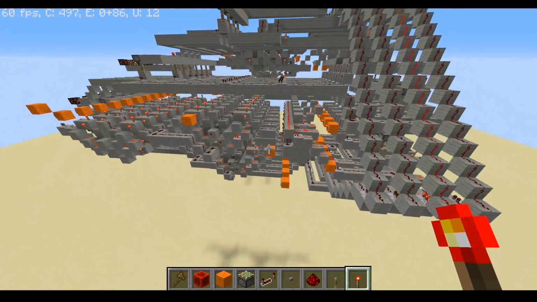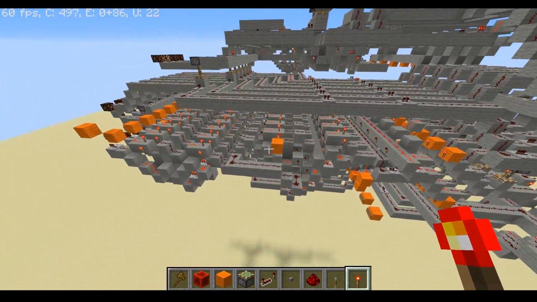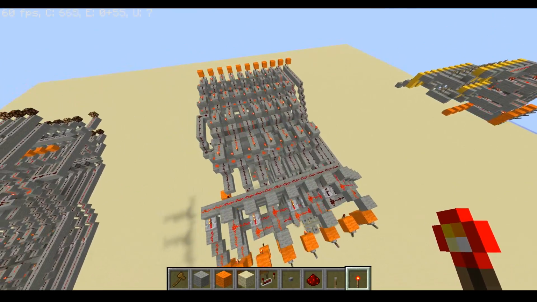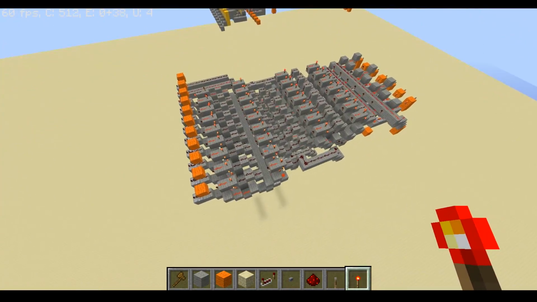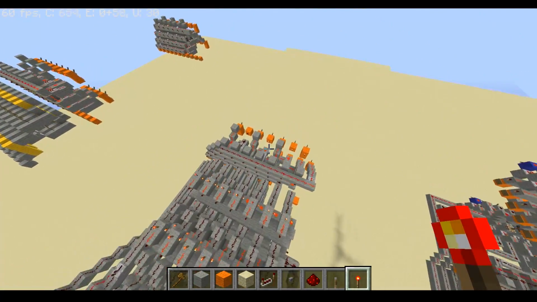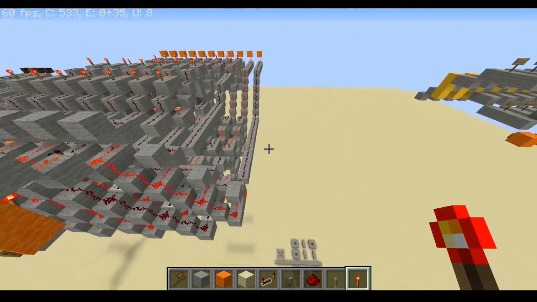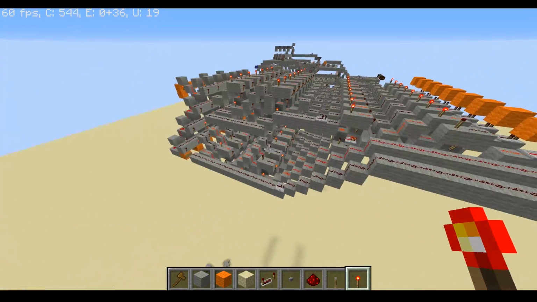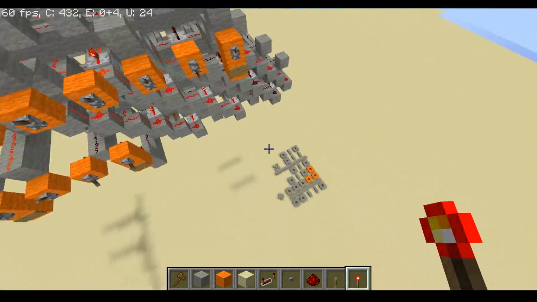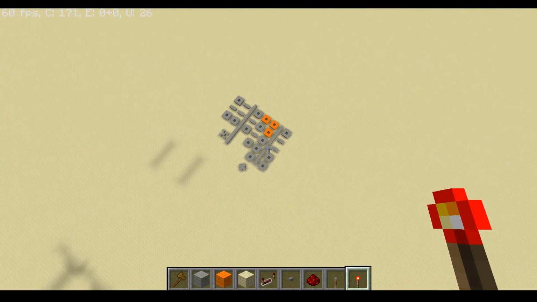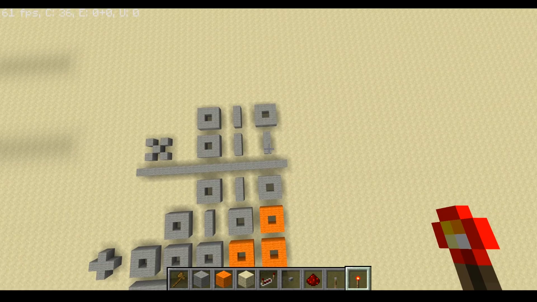Let's go over this massive segment right here, which is the multiplier. Right now it is multiplying 2 by 3 to output 6. To really understand how this works, you have to understand how binary multiplication works. Down here, I drew out basically how it works.